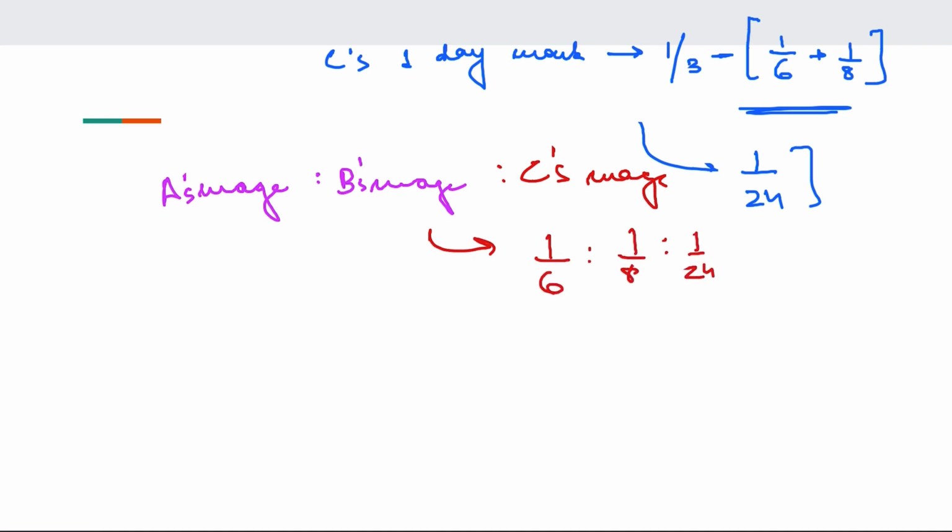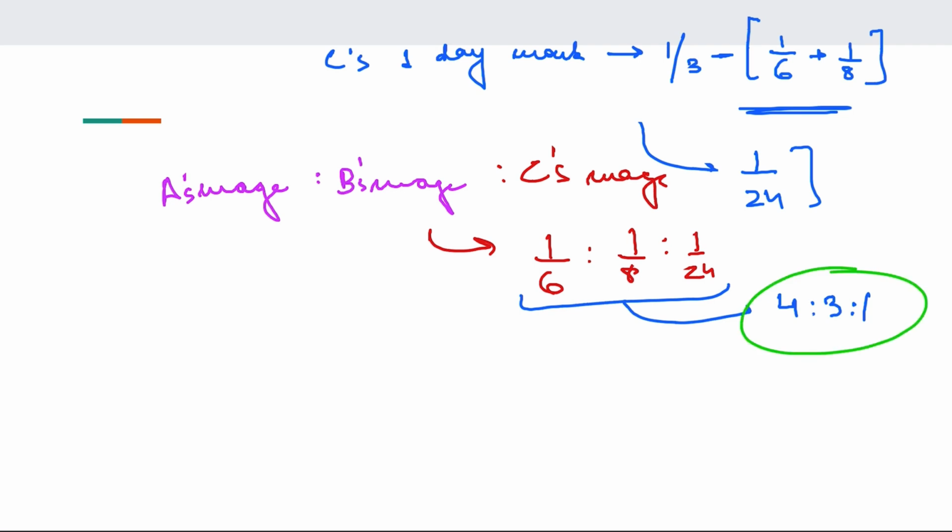Why this? Because obviously they are going to get the money in the ratio in which they are doing work. If A is doing more work, then obviously A is going to get more money. If B is doing more work, then obviously B is going to get more money. So in the ratio of the work which they have done. So now if I'm going to solve this ratio, it's going to be 4 is to 3 is to 1. This is the ratio which is going to come.